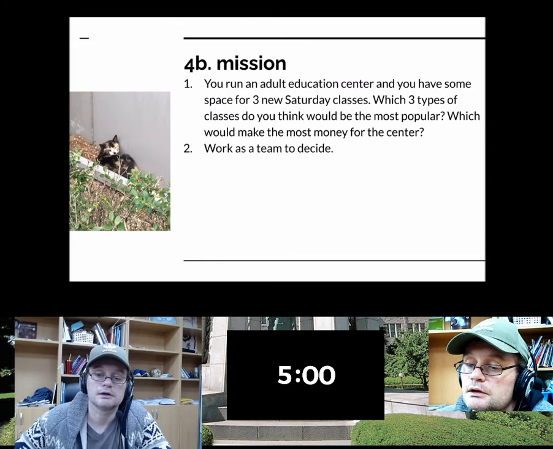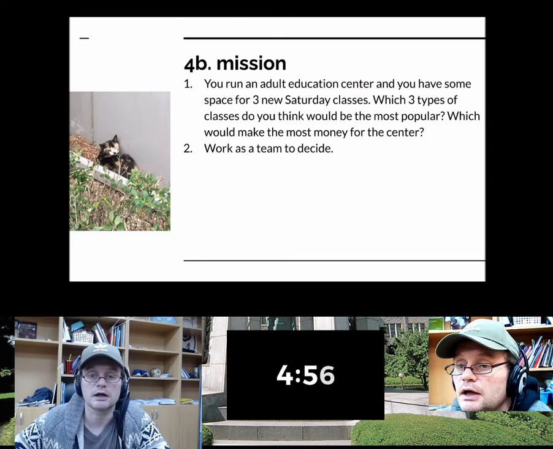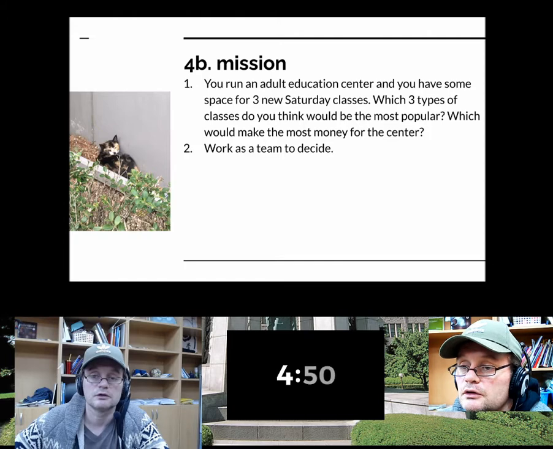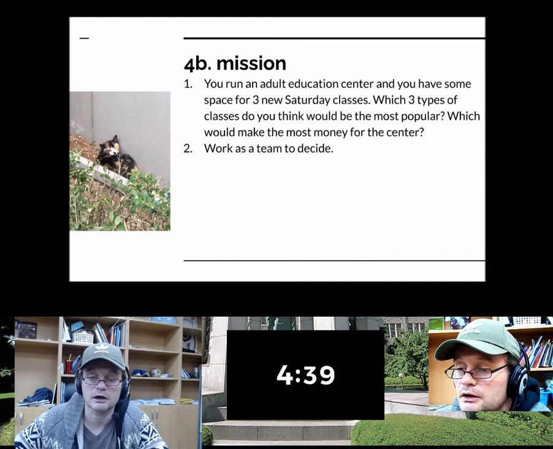Okay, so this activity is a mission. You run an adult education center and you have some space for 3 new Saturday classes. Which 3 types of classes do you think would be the most popular? Which would make the most money for the center? Work as a team to decide. Make a kind of strategy and a plan for the education center.